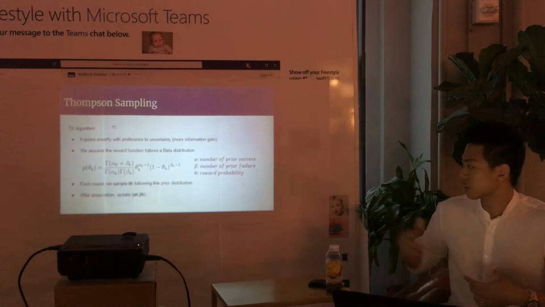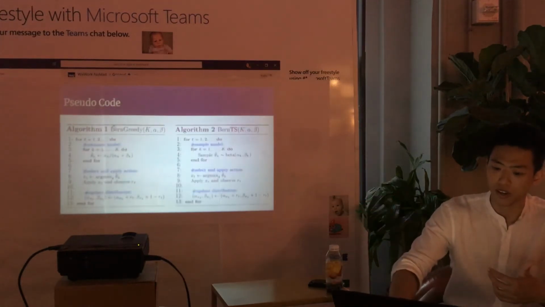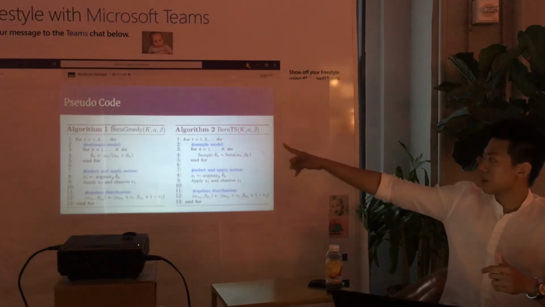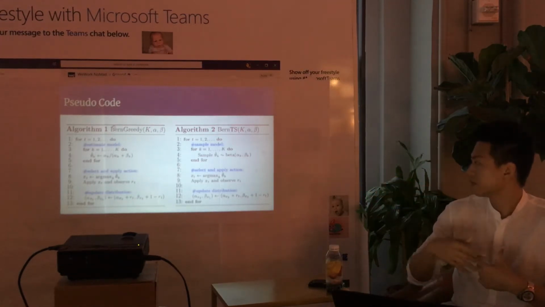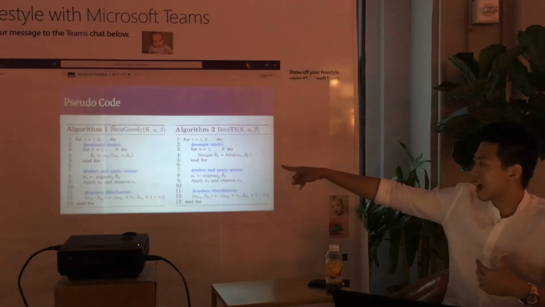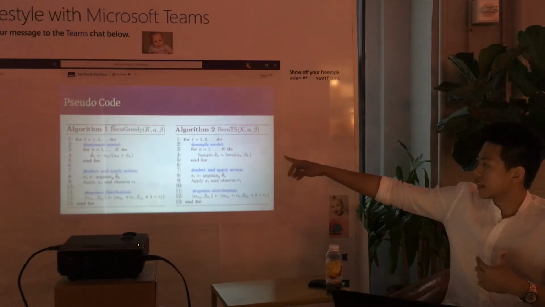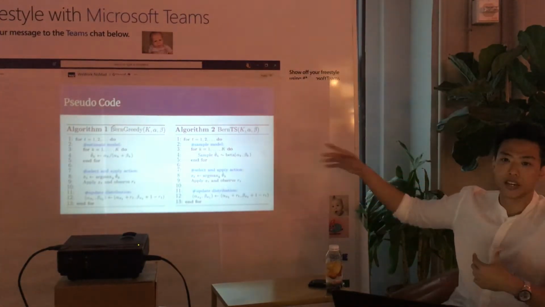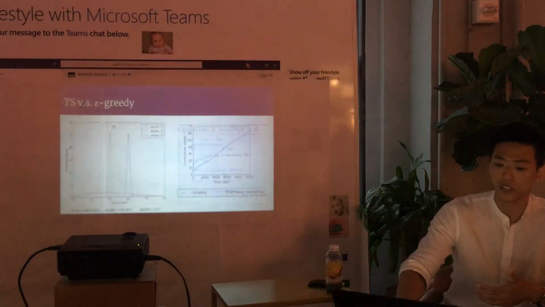So what is the characteristic of using this instead of epsilon greedy? This is a pseudocode comparing Bernoulli greedy and Bernoulli Thompson sampling. You can see the only difference is in the region where Bernoulli greedy updates theta k hat using that equation, while Bernoulli Thompson sampling samples it from the beta distribution. So what is the characteristic of that?